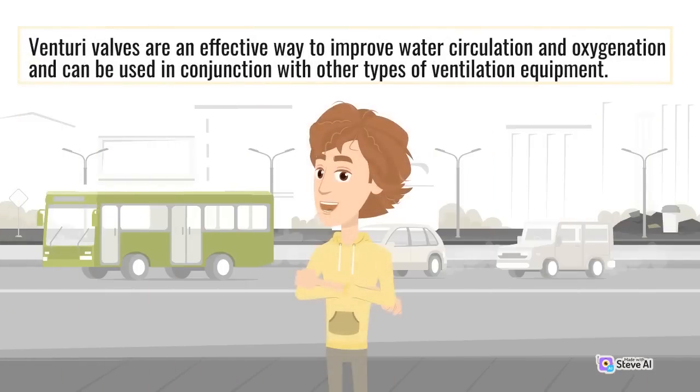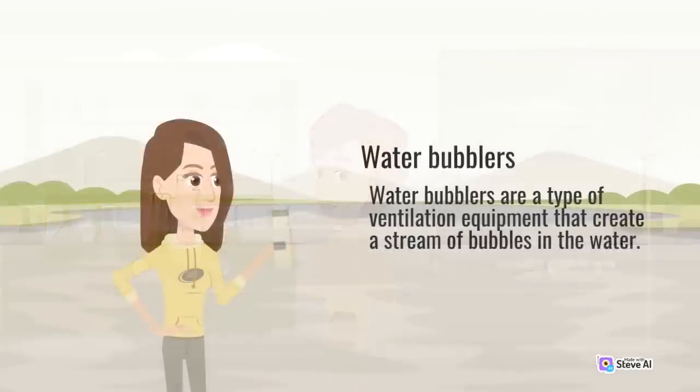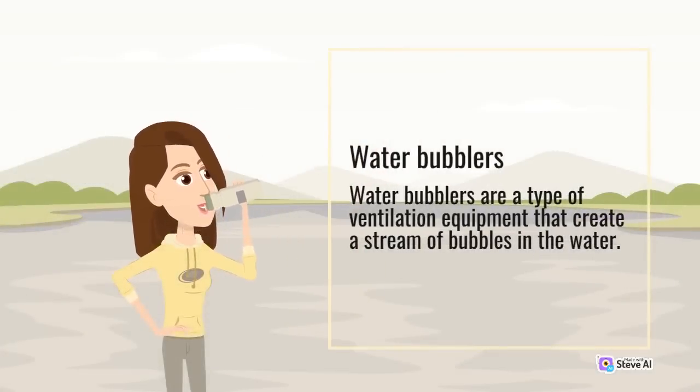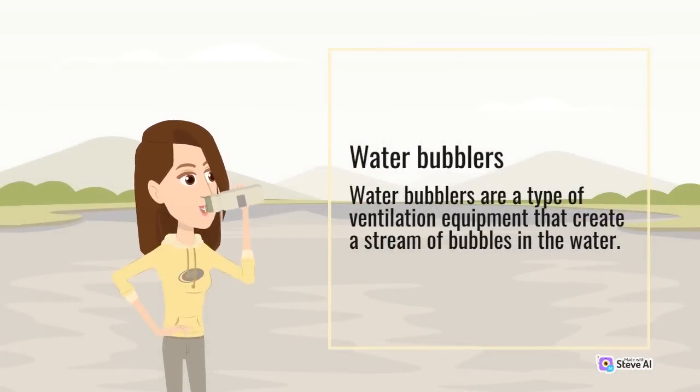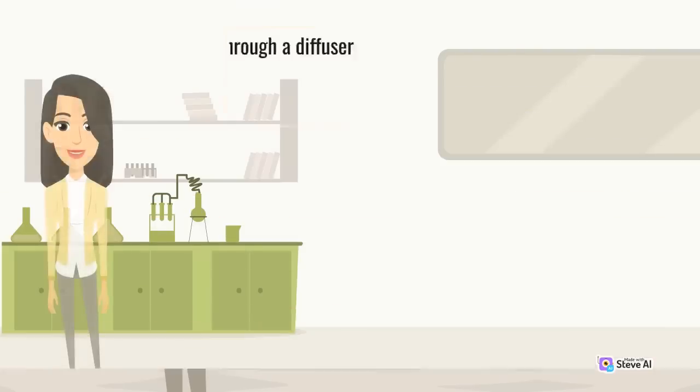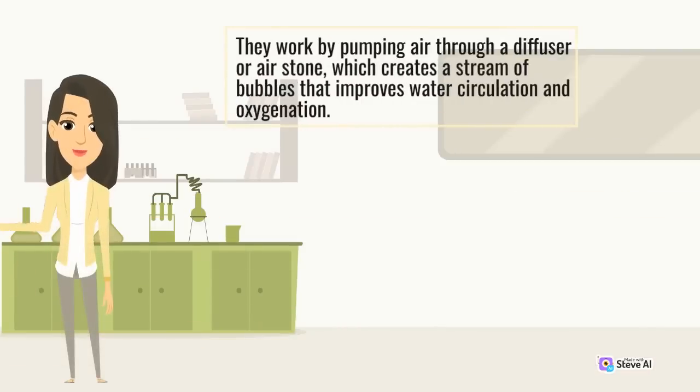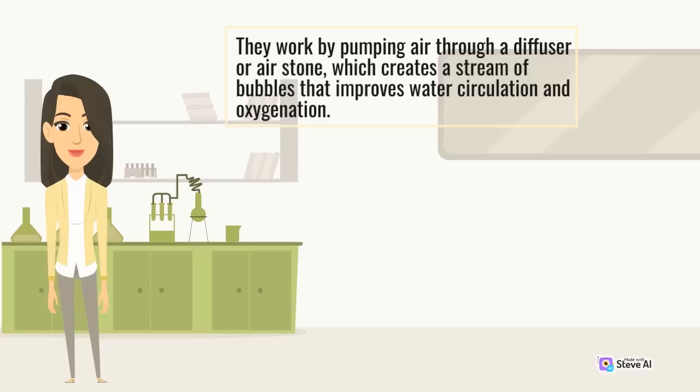Venturi valves are an effective way to improve water circulation and oxygenation and can be used in conjunction with other types of ventilation equipment. Water bubblers. Water bubblers are a type of ventilation equipment that create a stream of bubbles in the water. They work by pumping air through a diffuser or air stone, which creates a stream of bubbles that improves water circulation and oxygenation.